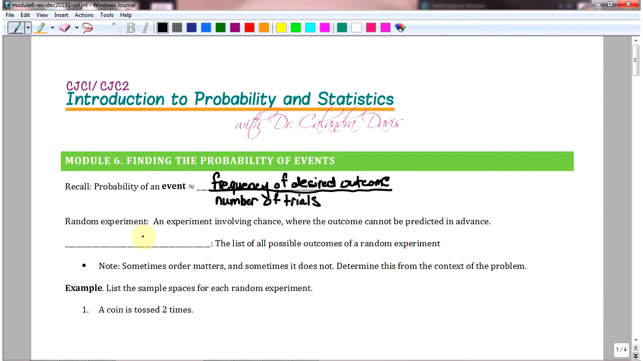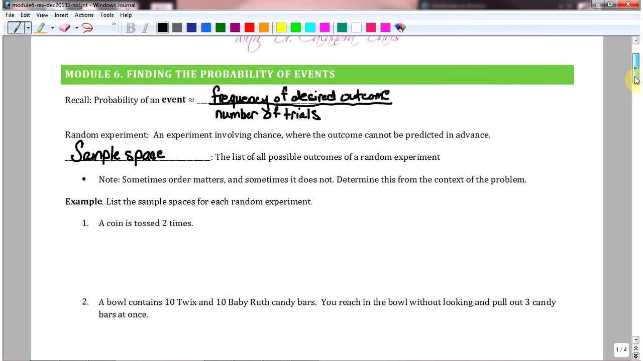A random experiment is an experiment involving chance where the outcome cannot be predicted in advance. And last time we talked about this terminology, the list of all possible outcomes of a random experiment is called the sample space. Note that sometimes order matters when listing all possible outcomes, and sometimes it does not. And you'll be able to determine this based on the context of the problem.